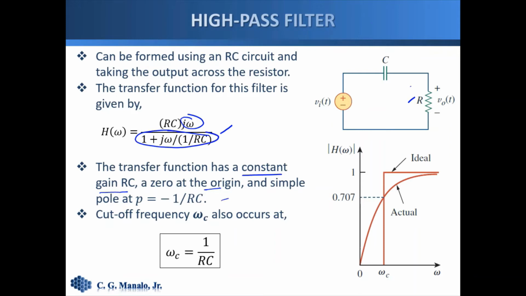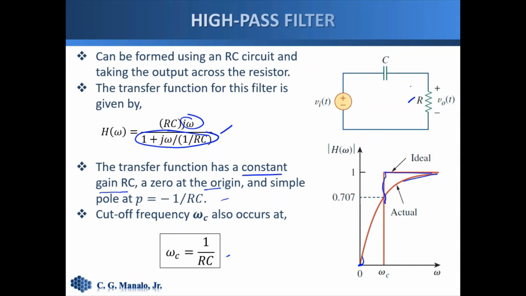Now the cutoff frequency for this is also 1 over RC. So again, this is the plot of the transfer function. For low frequency, the magnitude tends to go to 0, and it goes to 1 for high frequencies. Take note that there is also a plot here for the ideal plot of the transfer function, and it looks like this.